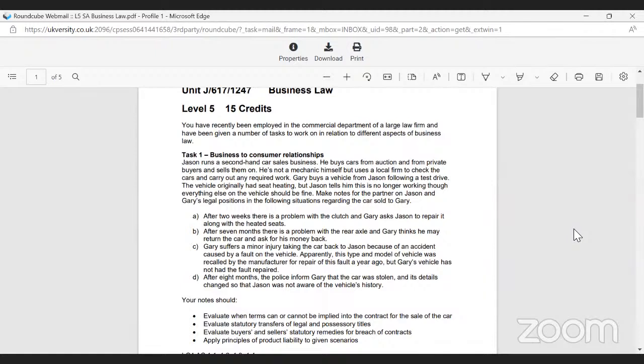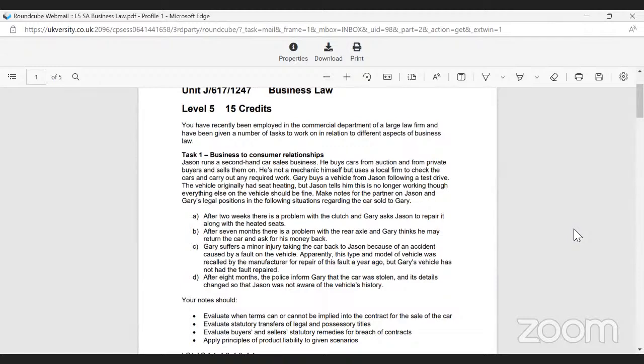Make notes for the partner on Jason and Gary's legal position in the following situations regarding the car sold to Gary. So firstly, after 2 weeks, there's a problem with the clutch, and Gary asks Jason to repair it along with the heated seats. After 7 months, there's a problem with the rear axle, and Gary thinks he may return the car and ask for his money back.